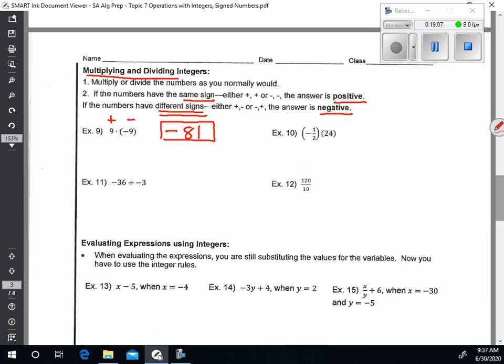Example 10, -1/2 times 24. So that's a negative times a positive, so you know the answer is going to be negative. Now you do 1/2 times 24. Make 24 a fraction. 1 times 24 is 24, 2 times 1 is 2, 24 divided by 2 is 12. So your answer is -12.